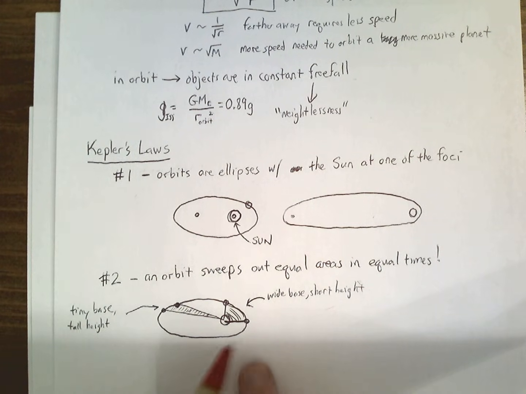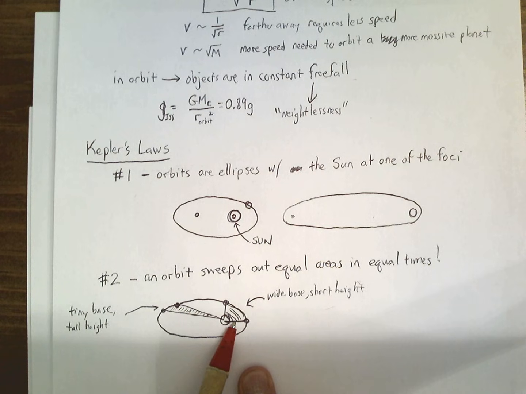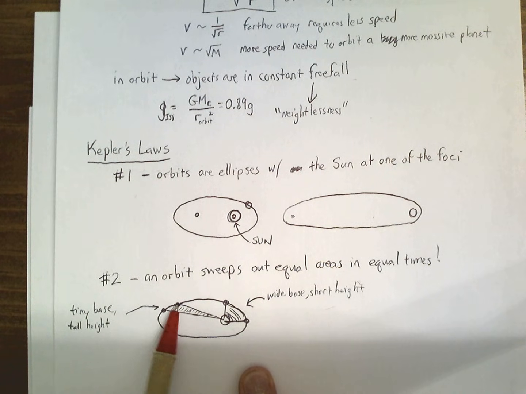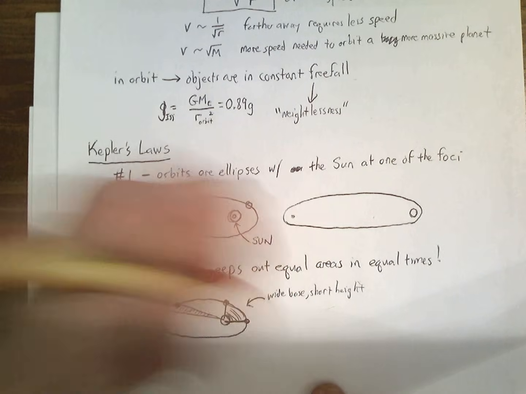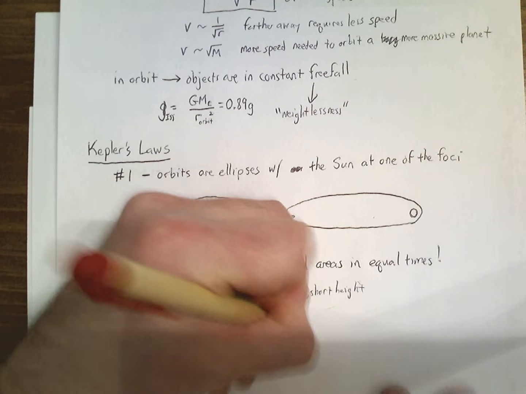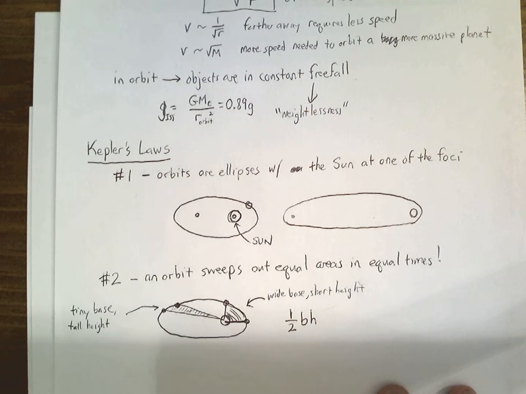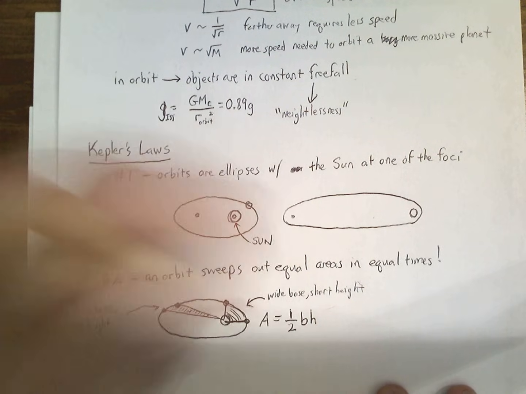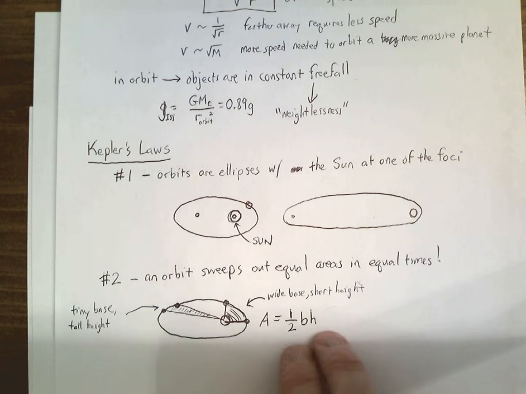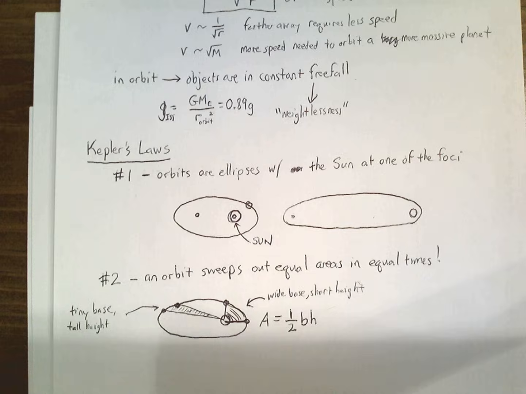And if this took a couple months to happen and this took the same couple months, these areas should be equal. If we think of a triangle, it's a curved triangle, but it essentially follows the rules of 1/2 base times height for our triangle area, as this base and height kind of switch places. As the base widens, the height shrinks, and the base shrinks as the height gets larger. You get equal areas in equal time.